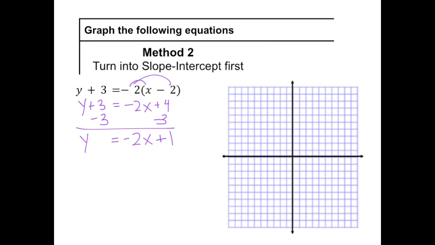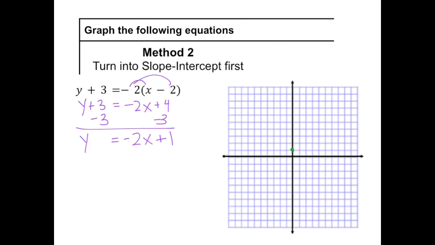This second example is definitely smaller numbers. My slope-intercept form is y equals negative 2x plus 1. Again, I got that from distributing and then subtracting 3 from both sides. So this one will be very simple. I don't have to worry about my scale over here at all. I'm just going to come over. I'm going to put a dot at the plus 1.